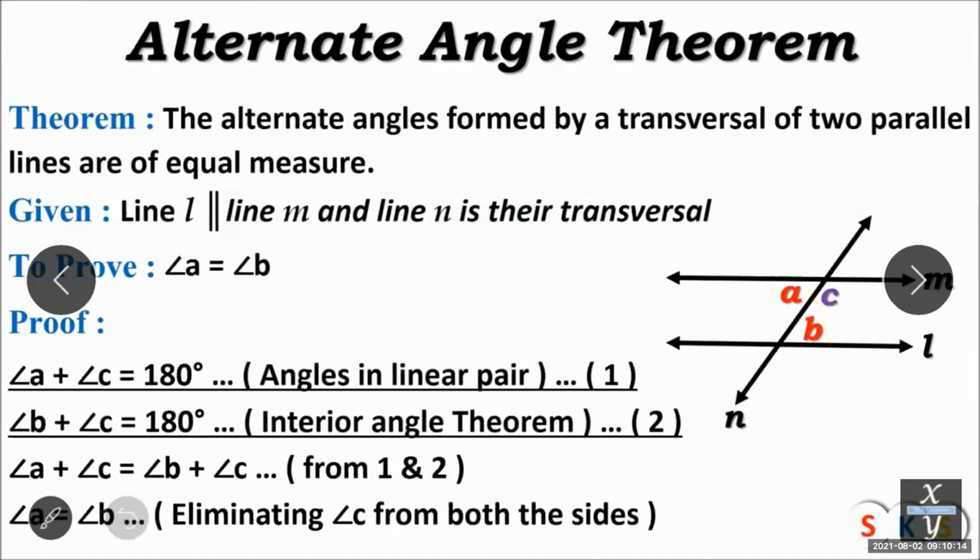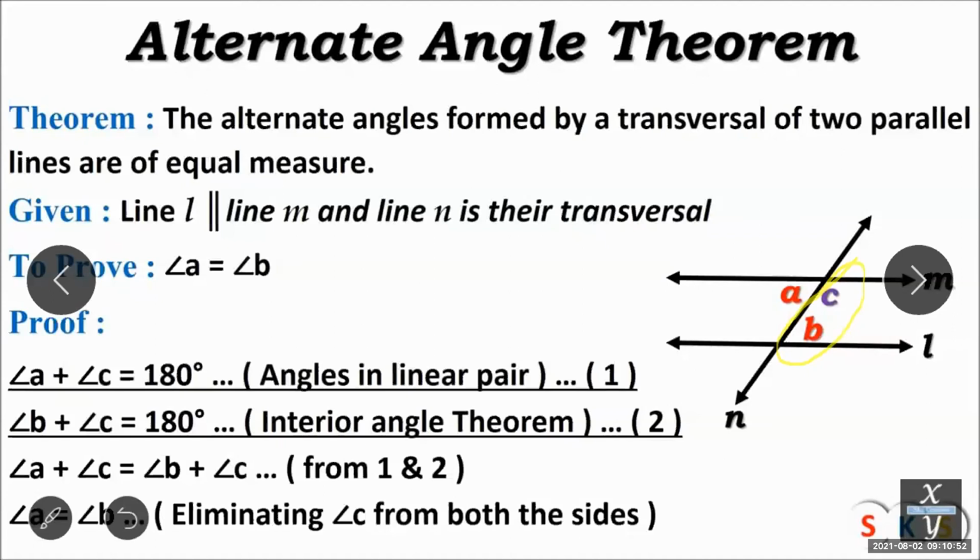Now if you observe the diagram, these are the three angles here. Now in it, the first pair is angle A and angle C. This is a pair of linear angles. And another pair you can see here is angle C and angle B. It is a pair of interior angles. So to prove this theorem, we will use two hints here: linear pair of angles and second, pair of interior angles.